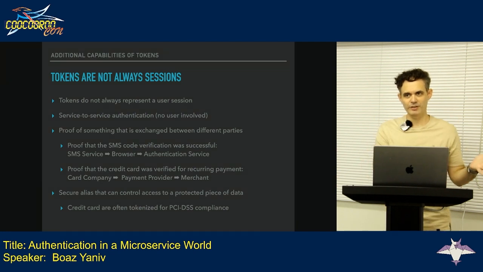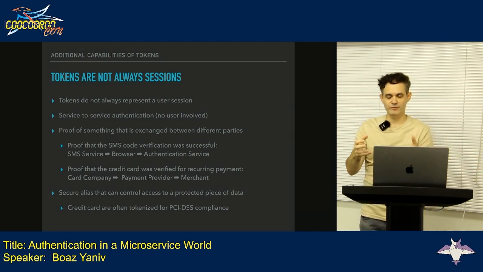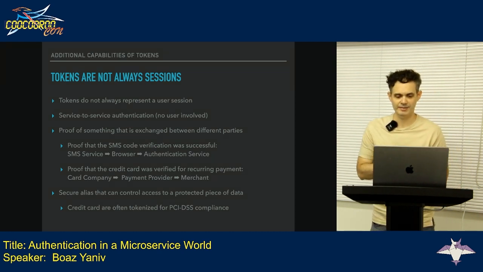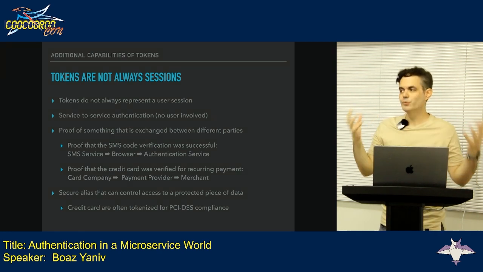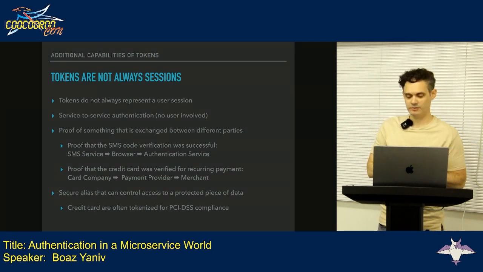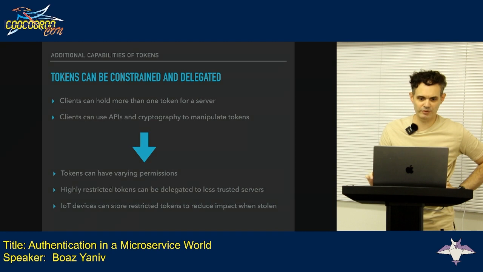And instead of giving the data directly to a service, you just give it a token, and there is something else that manages this data and uses the data. So this is used a lot, for instance, in PCI DSS compliance. So we actually use tokens a lot for things that are a bit tangential to authentication, but are very powerful.